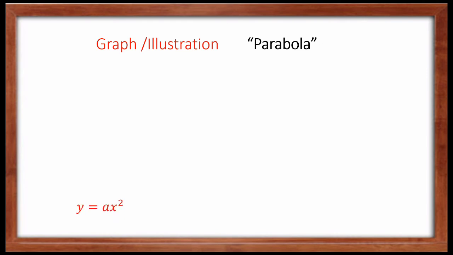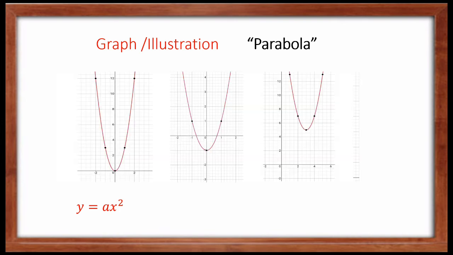Okay, now, let's proceed to our second condition, graph or illustration through parabola. We have now here y equals ax squared, and the second one we have y equals ax squared plus k. The third one, we have y equals a times the quantity of x minus h squared plus k. At ito yung kanyang vertex.